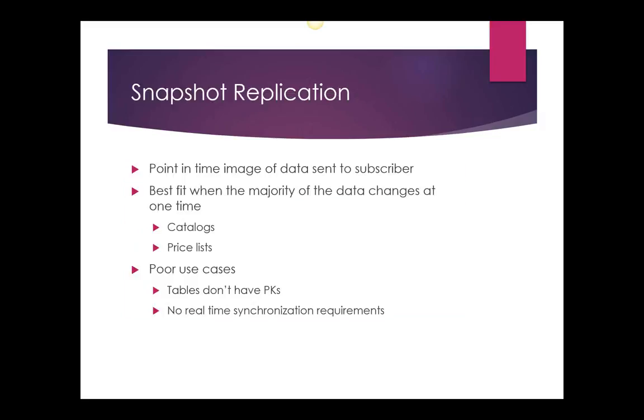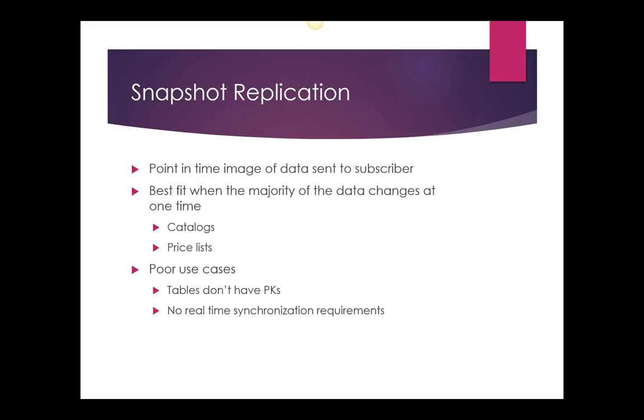So let's look at the replication types. The first replication type we'll look at is snapshot replication. Again, a point-in-time image of data which is sent to your subscriber. It's the best fit when the majority of your data changes at one time. For example, if you're doing quarterly catalogs, or updating price lists, maybe every week or something like that, you may want to send a new snapshot down to your subscribers.